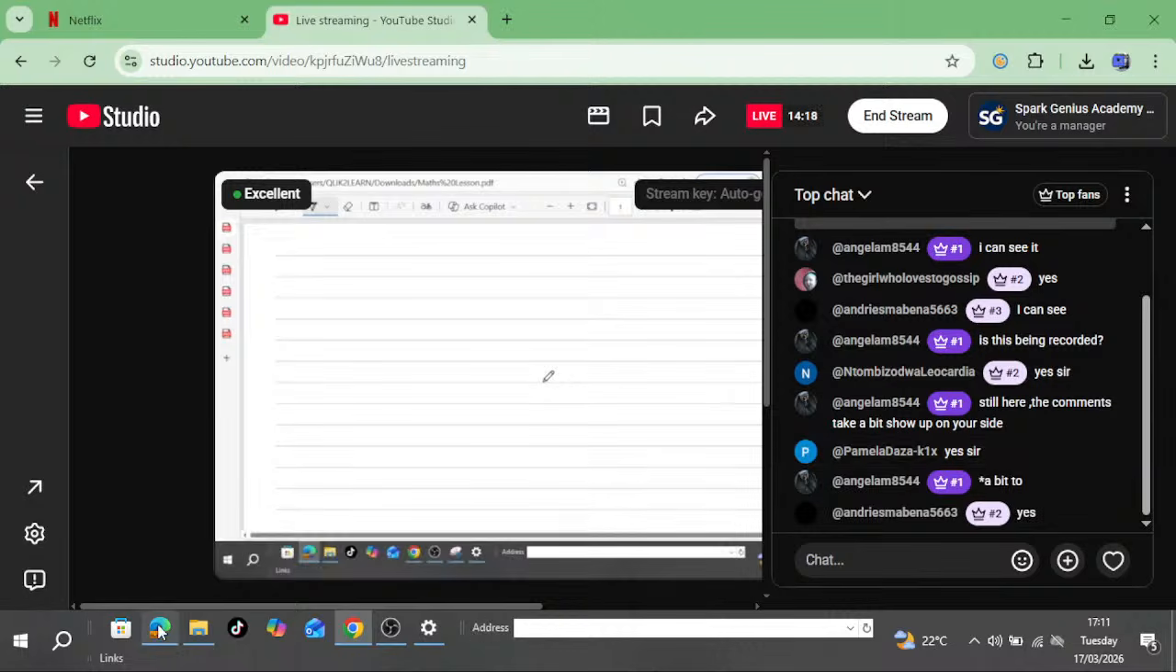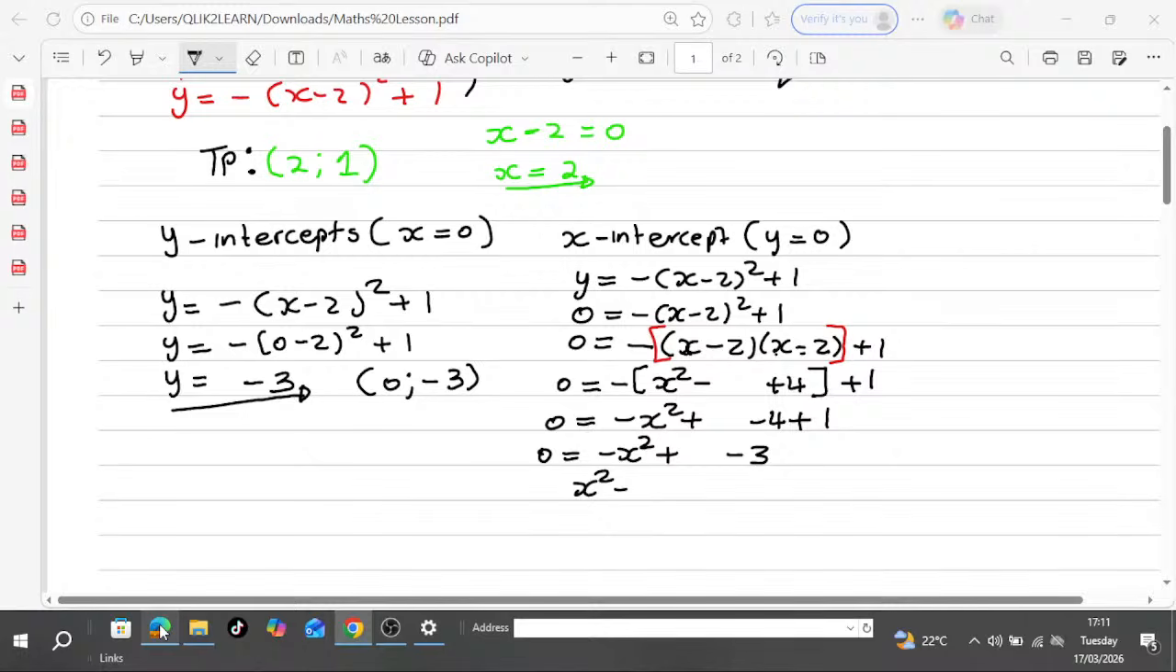Okay, it's fine. Please, guys, make sure that you do your FOIL method correctly, because this is minus 2x, minus 2x, which will give us minus 4x. So this will be minus 4x, and this will be positive 4x. I'm very sorry about that. This will be minus 4x.